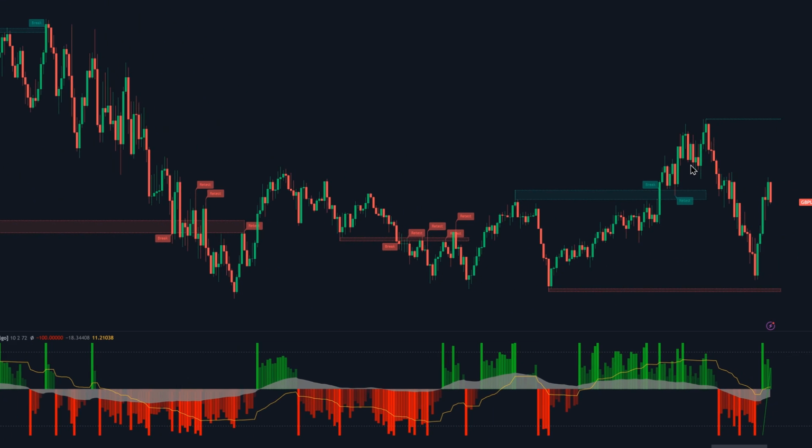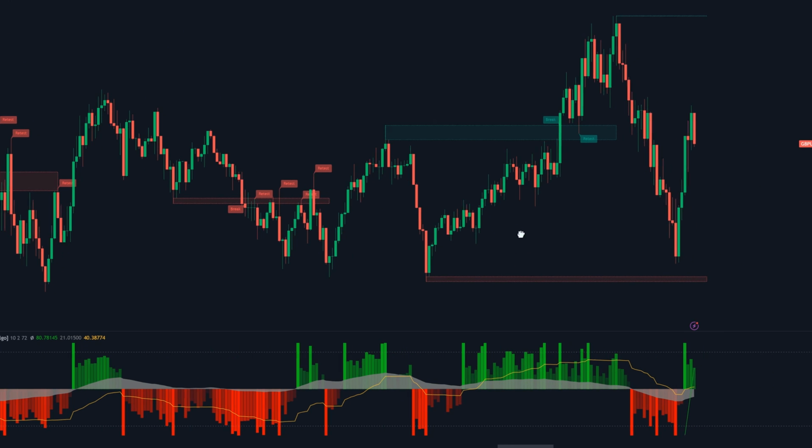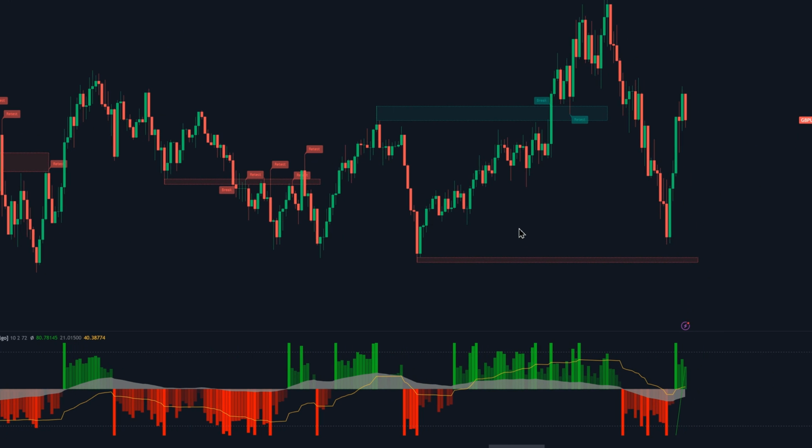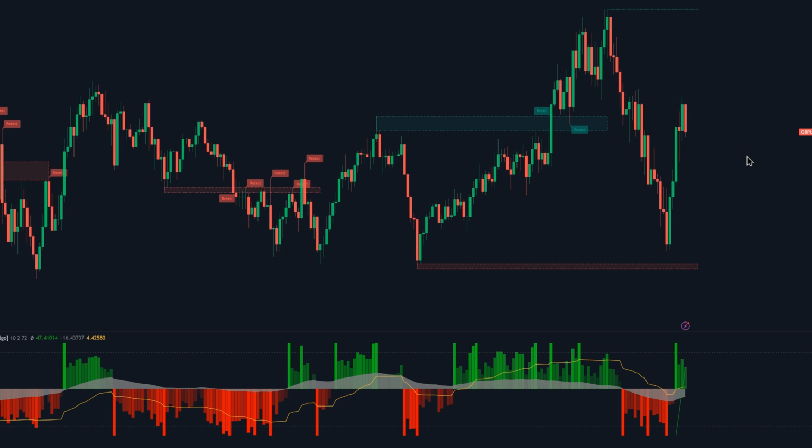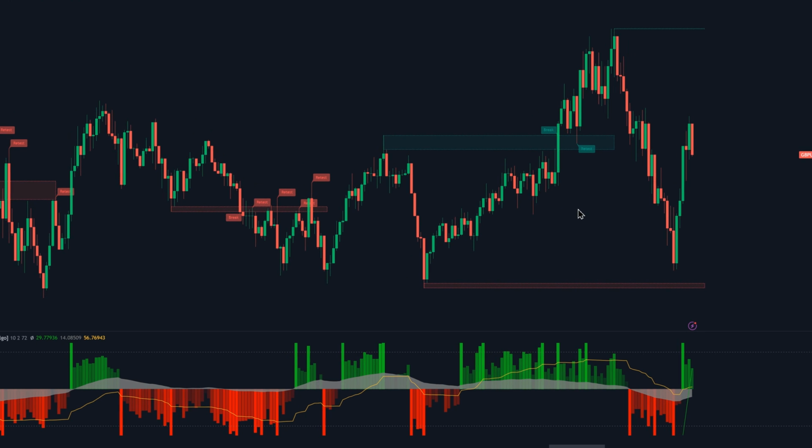So this indicator is going to print support and resistance levels on our chart. Pretty cool, huh? This red level is a support level, and this green level is a resistance level. It also includes labeling for breaks above and below resistance and support levels. More importantly, this indicator monitors the retests of the support and resistance levels, which is the basis of our strategy.